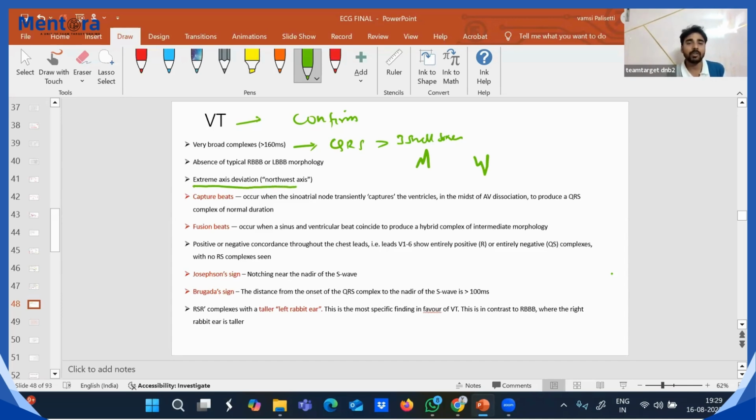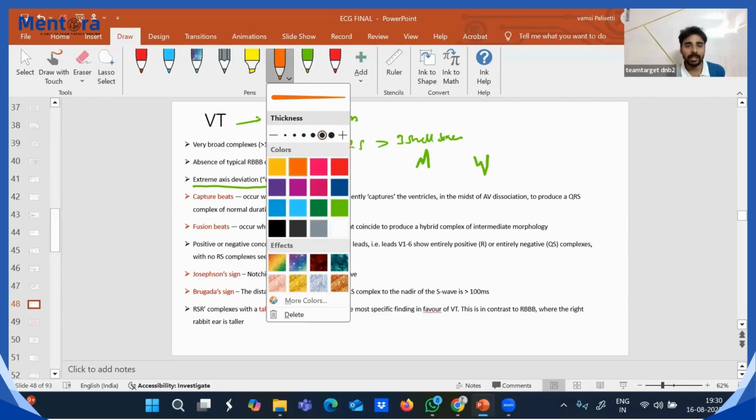And one very important point: extreme axis deviation. What is extreme axis deviation? That's called northwest axis. Because of ventricular tachycardia, the heart will tilt in a different axis. Usually it is in the left axis, but it will go into the northwest axis. So how will you identify this northwest axis in the ECG? No complication, just identify this thing.